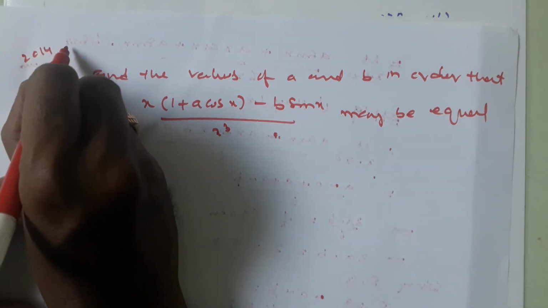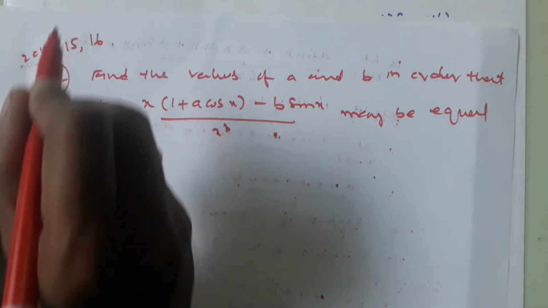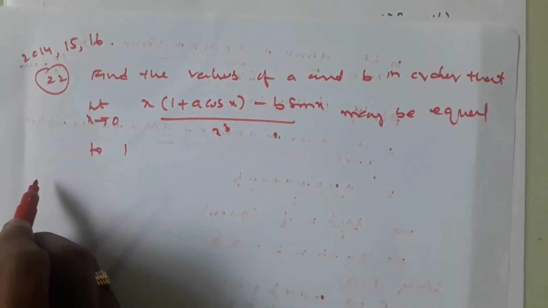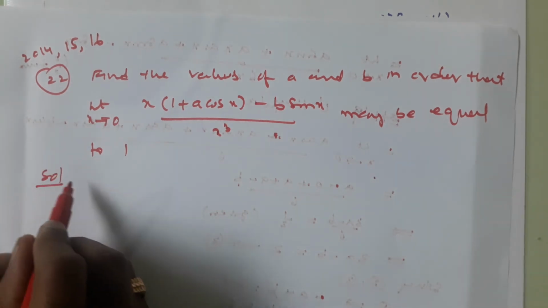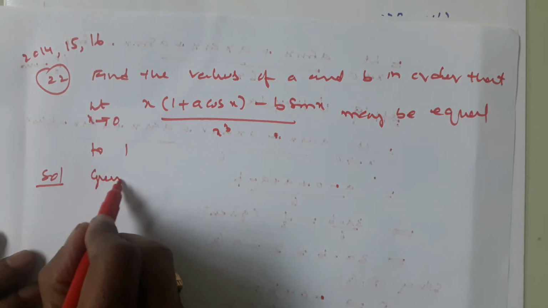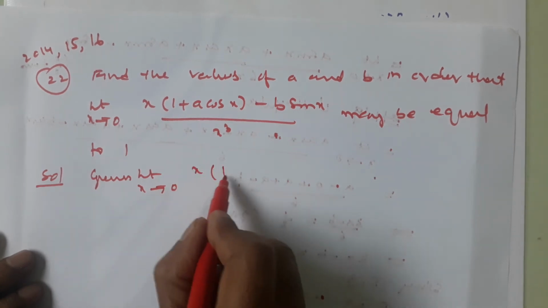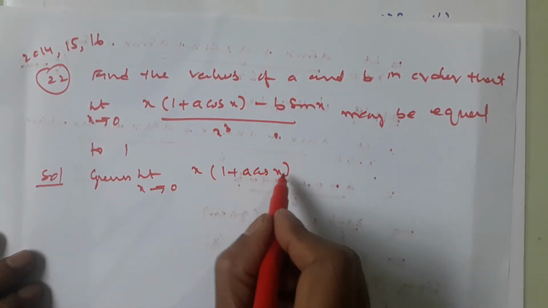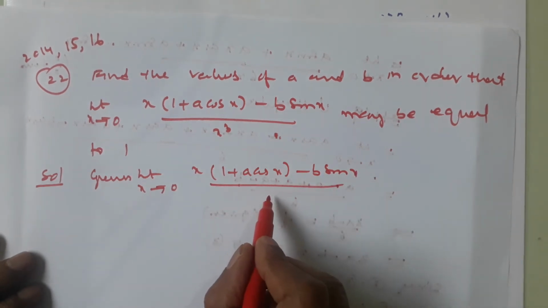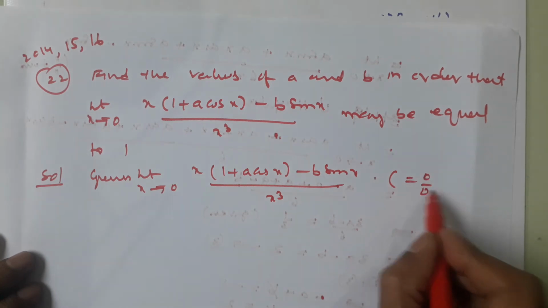Next, 2015, again 16. So 3 times they are asking that problem. Its solution is to find the A and B values. Given limit x tends to 0, x into (1 plus A cos x) minus B sin x, whole divided by x cube. This is 0 by 0 form.